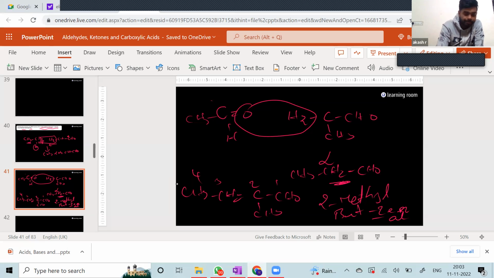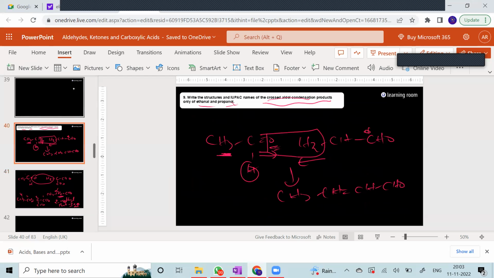What is the other one? Sir, can you show the previous slide? Yeah, sure. This is self-aldol. Remove H2O, minus H2O. This is a shortcut, you'll remember. Yes, sir. You can proceed.